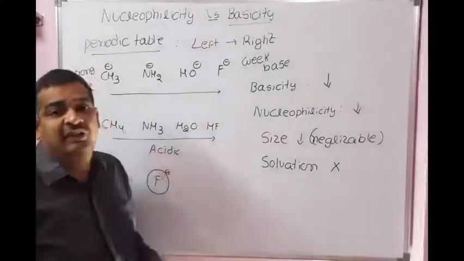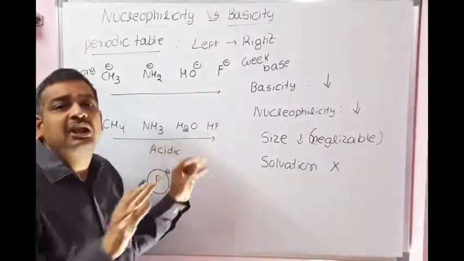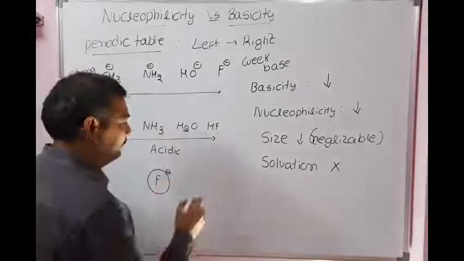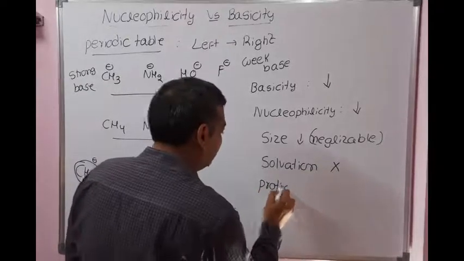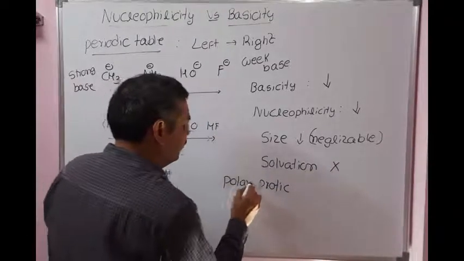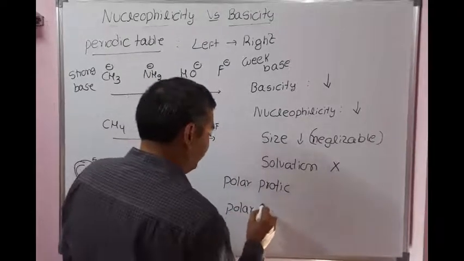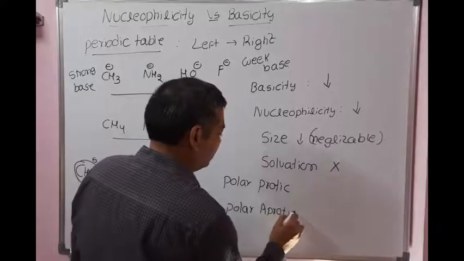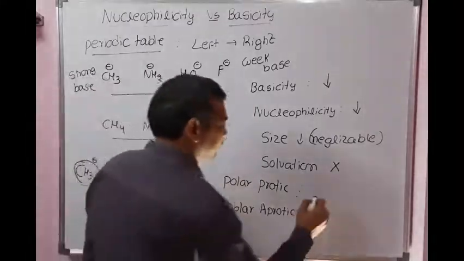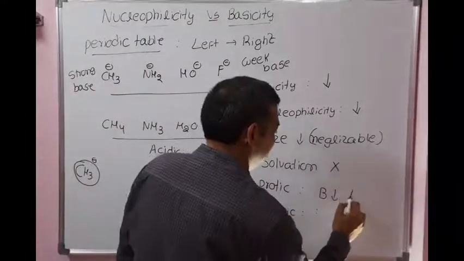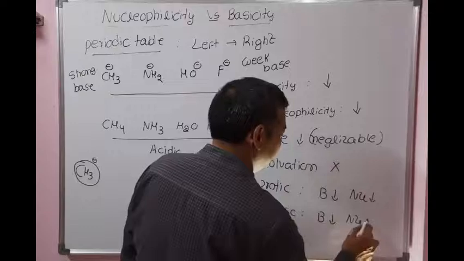There is no solvation effect. Solvation means it forms a layer. Since there is no change in size, no layers are formed, so no solvation effect. If there is no solvation effect, then in polar protic solvent and polar aprotic solvent, the nucleophilicity is the same. From left to right, basicity decreases and the nucleophilicity decreases, in aprotic solvent as well.